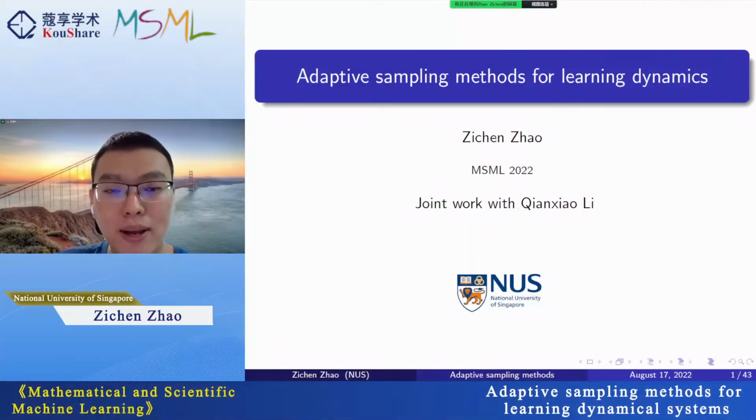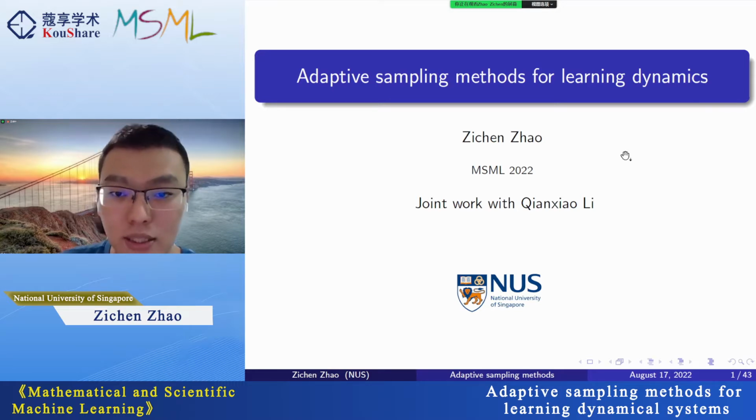My name is Zhao Zichen. I'm a PhD student from the Department of Mathematics, National University of Singapore. Today, I will present our work, Adaptive Sampling Method for Learning Dynamics. This is a joint work with Professor Chen Xiaoli.